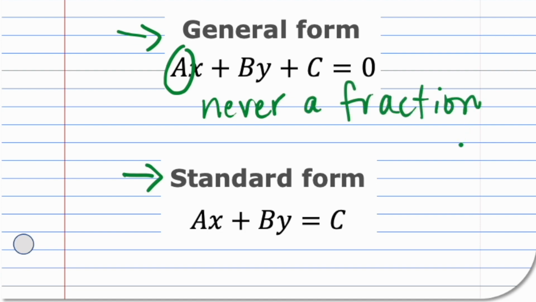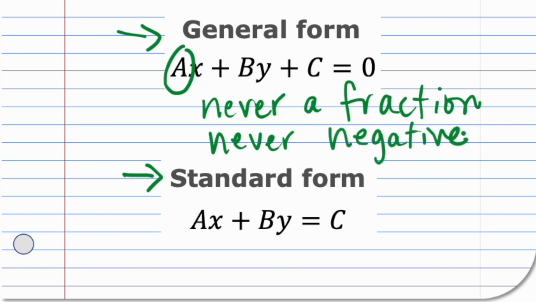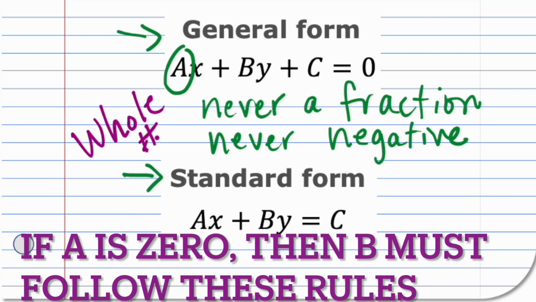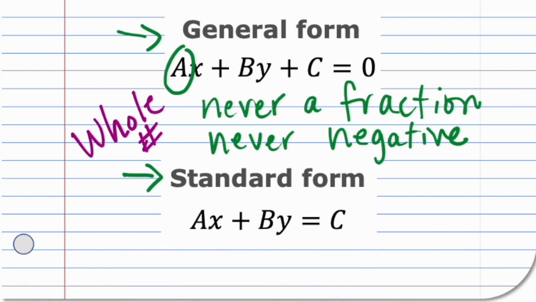The coefficient of a is never a fraction and never negative. In other words, the a value is a whole number. It could be 0, 1, 2, 3, and so on. And the same is true for the standard form.